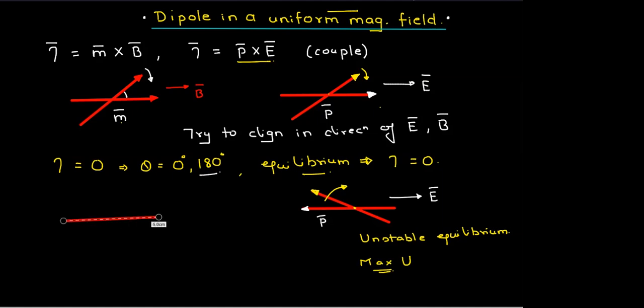So over here as well, if the magnetic dipole moment makes 180 degrees with the magnetic field, and if it rotates a little bit, it will go away like that. So this is also an unstable equilibrium only. Fine, no doubts, right? So theta equal to zero and theta equal to 180 are both equilibrium, but zero is a stable one and 180 is an unstable one.